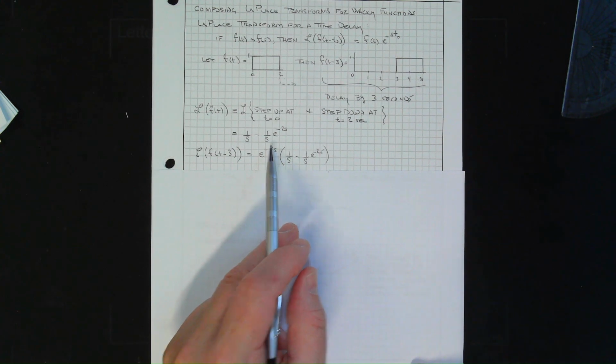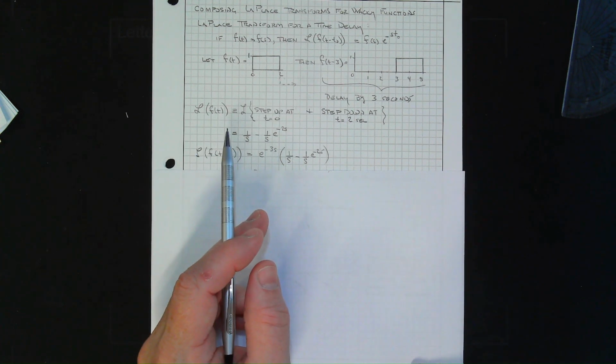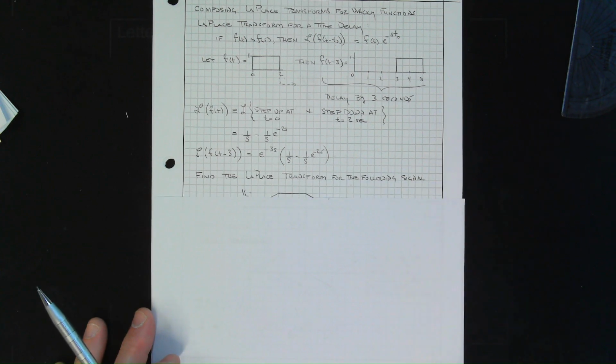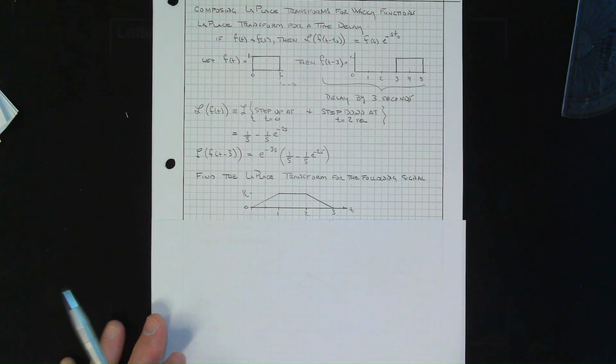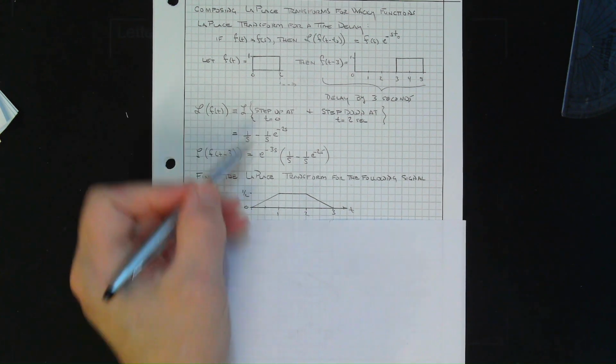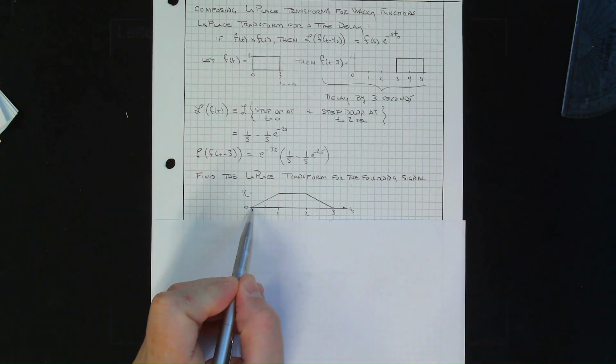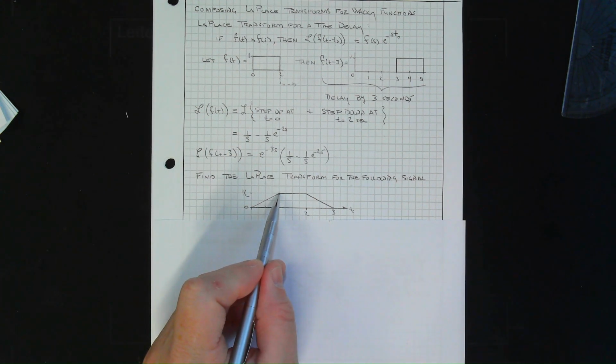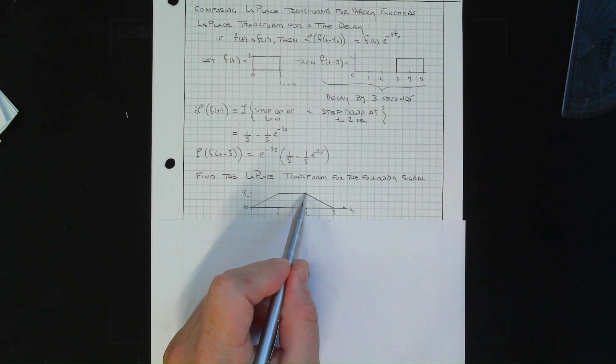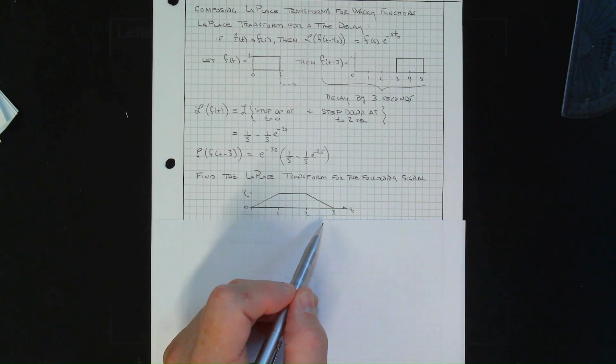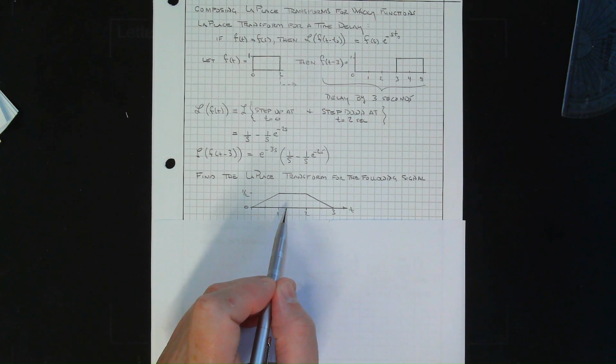Now, let's use this for some more creative problems. So consider the following signal. Maybe you don't want to have the system jump up. Maybe you want to have it gradually come up to some level, work for a certain period of time, and gradually bring it down. Things like this do happen.